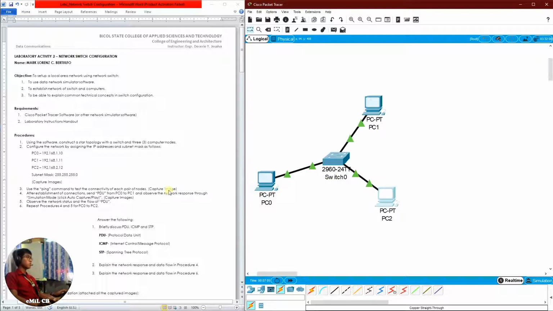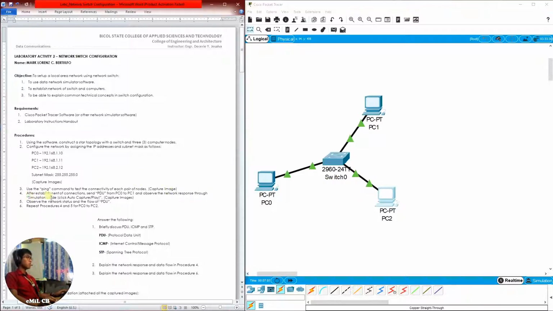Next procedure, after the establishment of connections, send a PDU from PC0 to PC1 and observe the network response through simulation mode. By the way, PDU stands for Protocol Data Unit. It is a single unit of information transmitted among peer entities of a computer network. A PDU is composed of protocol-specific control information and user data.